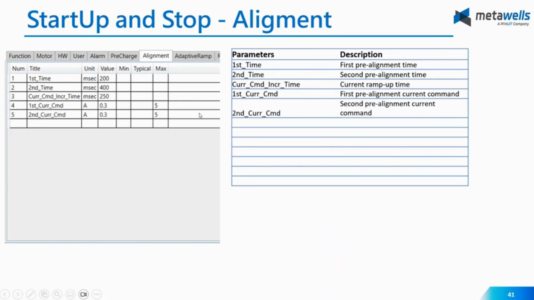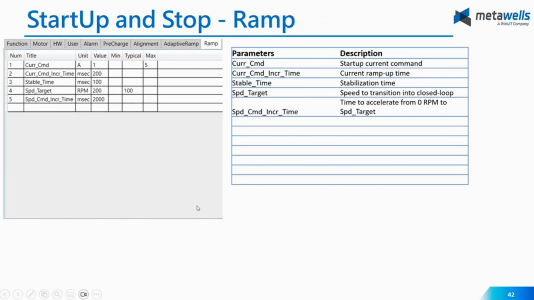Okay, and the second is alignment. We already discussed these parameters on the previous page. There are 5 parameters you have to input. Okay, so this page is ramp.